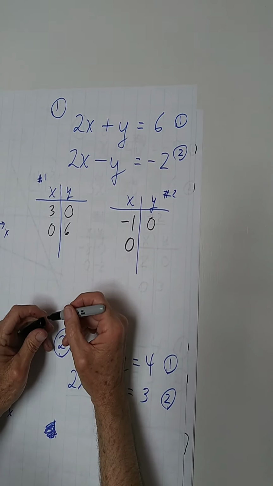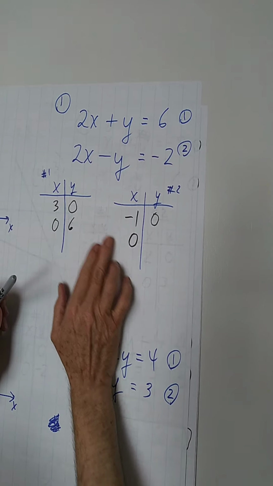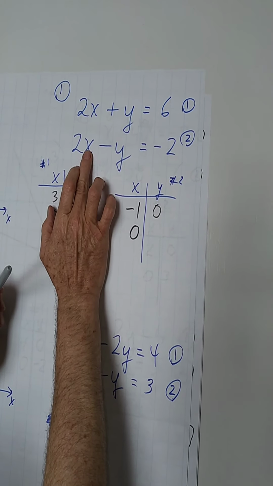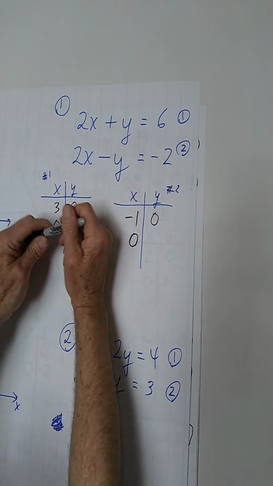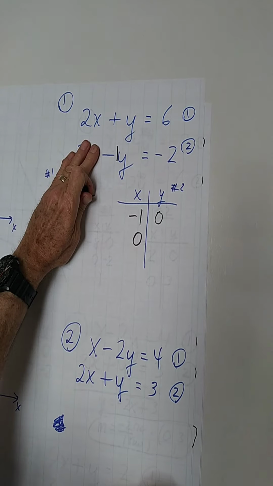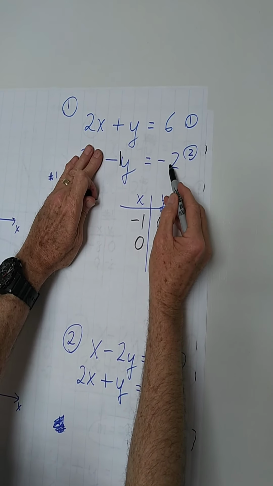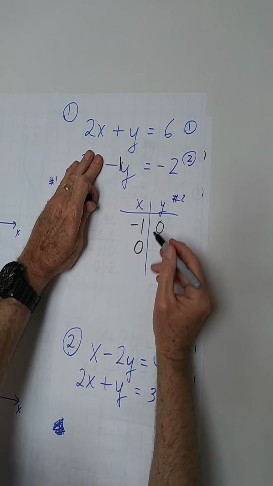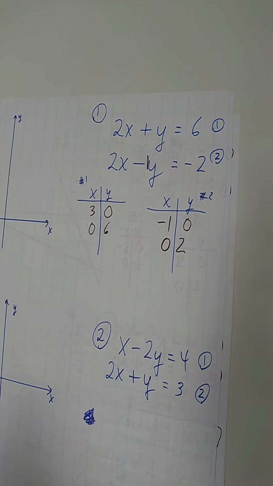Let x be 0. Now we're going to have to be careful here. Watch out for the signs. If x is 0, 0 times 2, nothing. You are left with this. A negative 1y is equal to negative 2. You got to divide negative 2 by negative 1. That's a positive 2. We have our values.